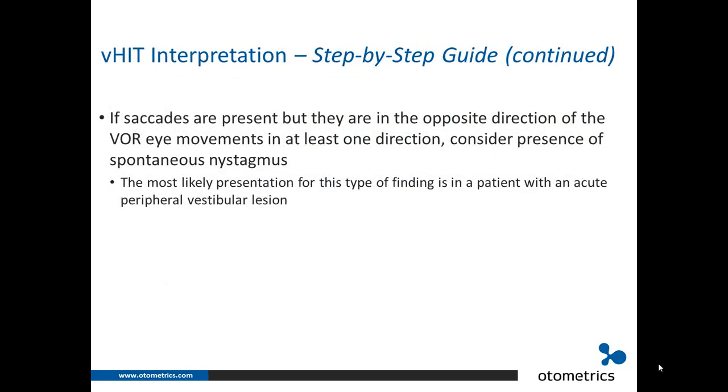Sometimes spikes that represent fast eye movements are present in the eye velocity tracings, but if they're in the opposite direction of the VOR eye movements, then they're not likely to be catch-up saccades. The most likely cause of this type of spike is the fast phase of spontaneous nystagmus, which is common in patients with an acute peripheral vestibular lesion.